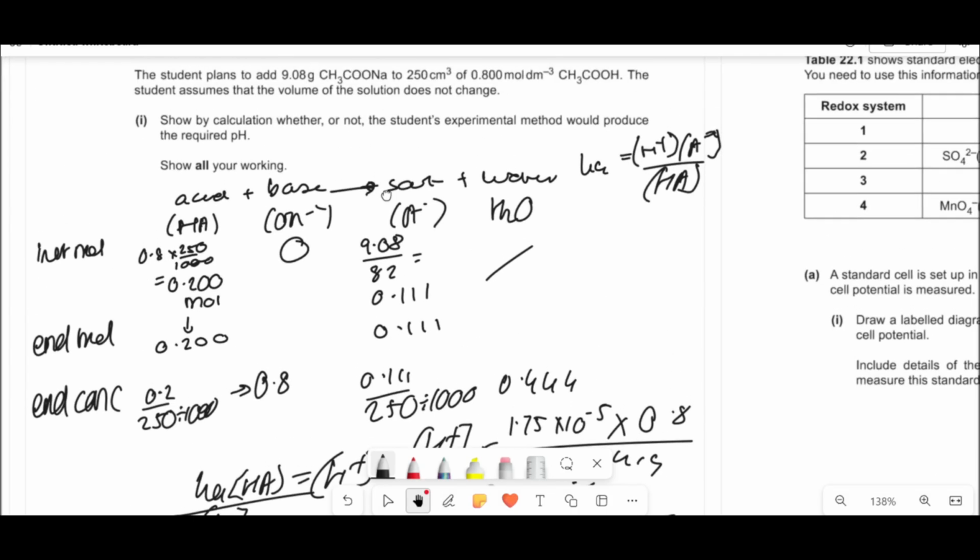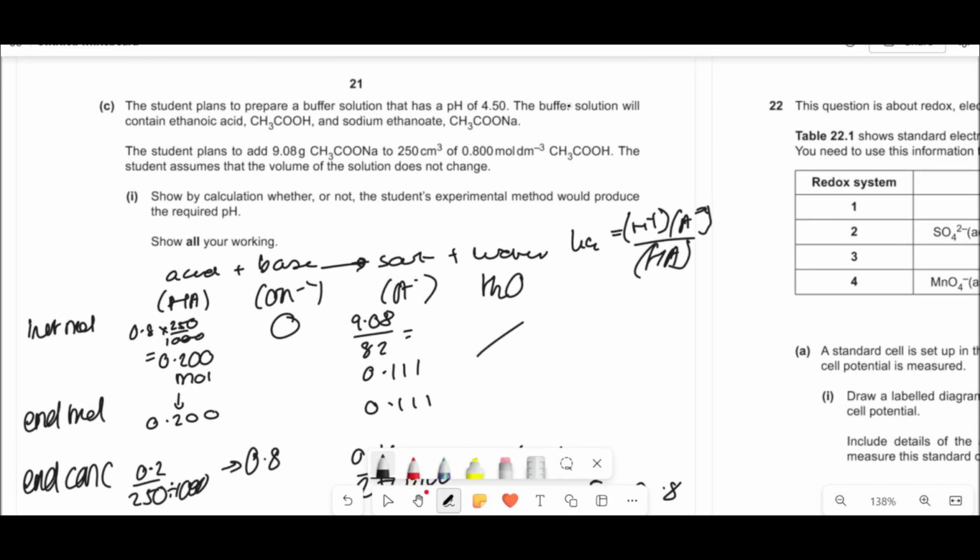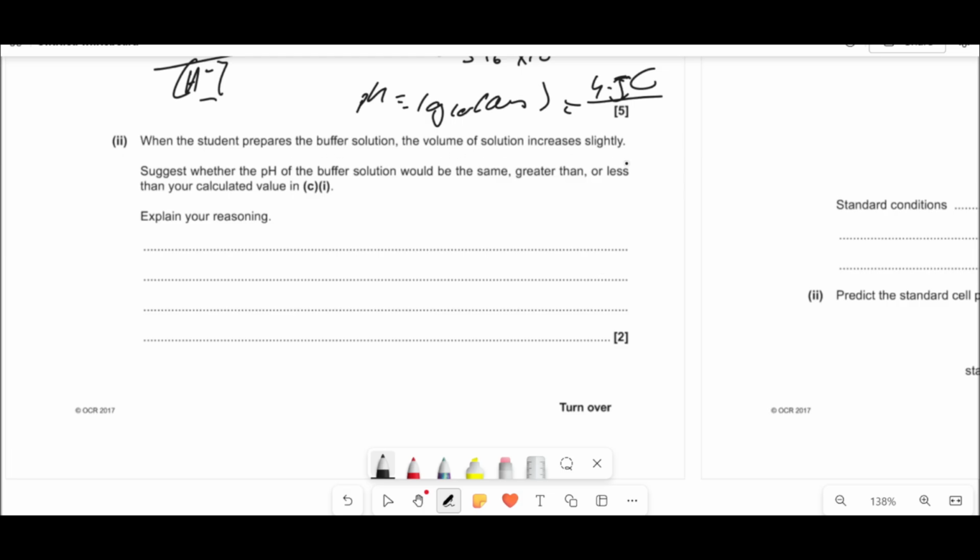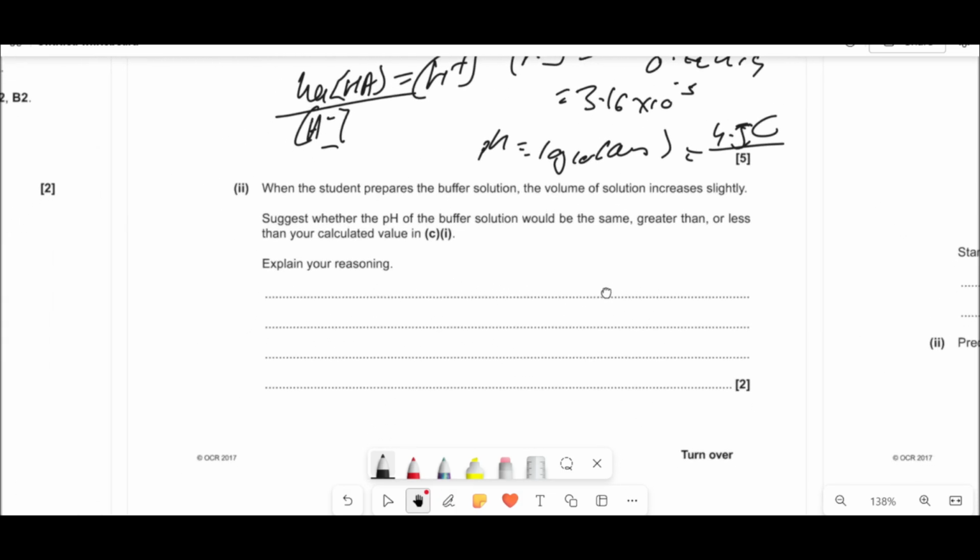What do they want to do again? Oh, there you go, it does. When the student prepares the buffer solution, the volume of the solution increases slightly. Suggest whether the pH should change, be the same, greater, or less.